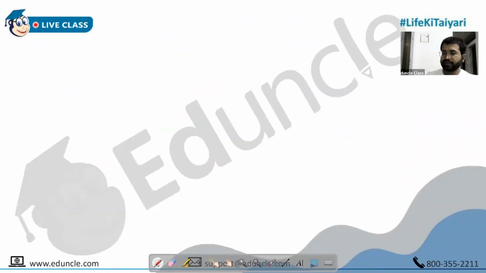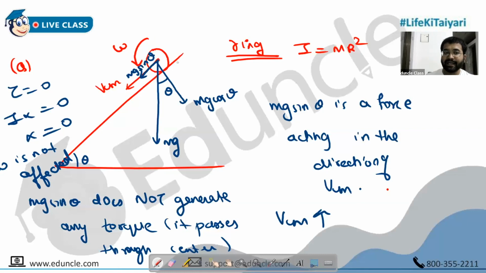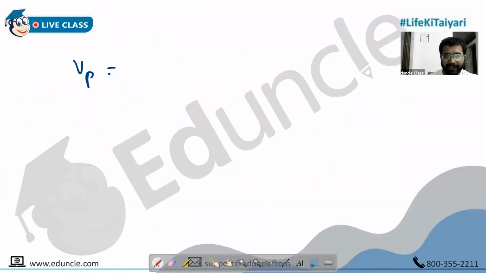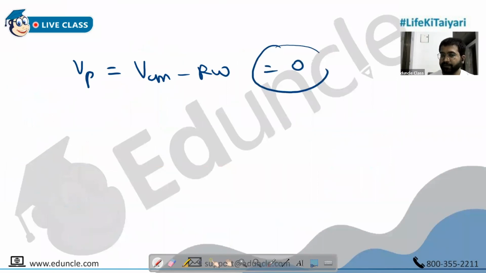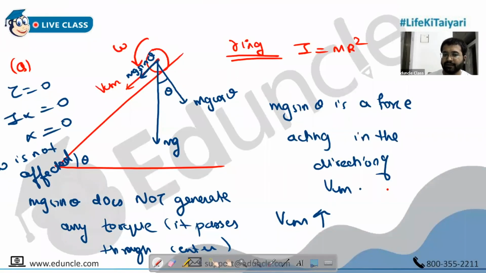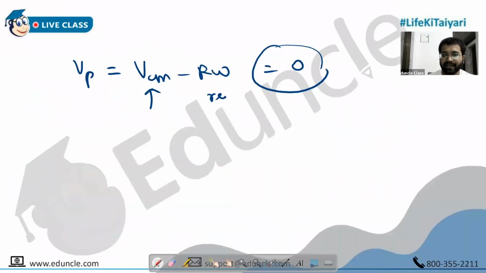So tell me one thing. Suppose I would have given you initially, let's say this ball was at no slipping. Suppose initially it was purely rolling, and suddenly there is an incline or whatever. So Vp is supposed to be Vcm minus R omega. Initially Vcm and R omega were equal, because of which Vp was initially 0. But now Vcm has increased because of mg sin theta, but R omega remains the same.